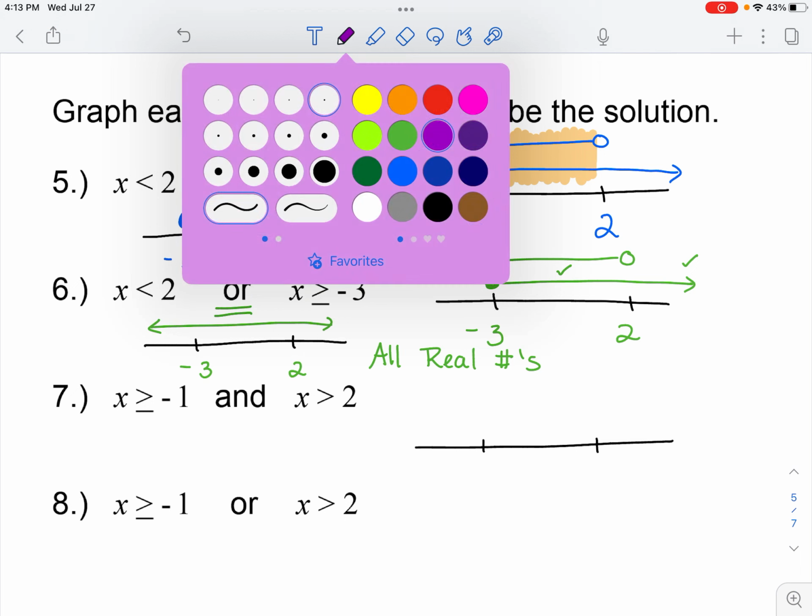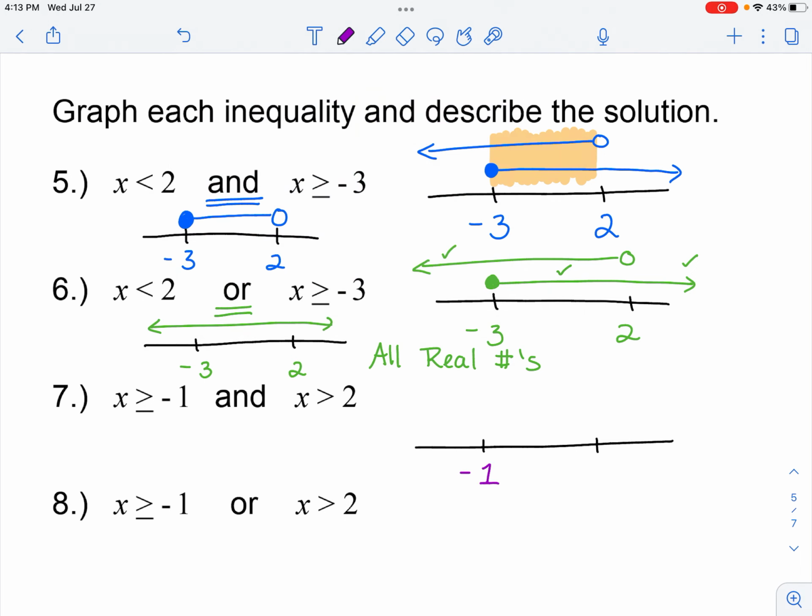I've got -1 and +2. I need x to be less than or equal to -1. So there's an equal to, so it's a closed circle. And then x is greater than 2.